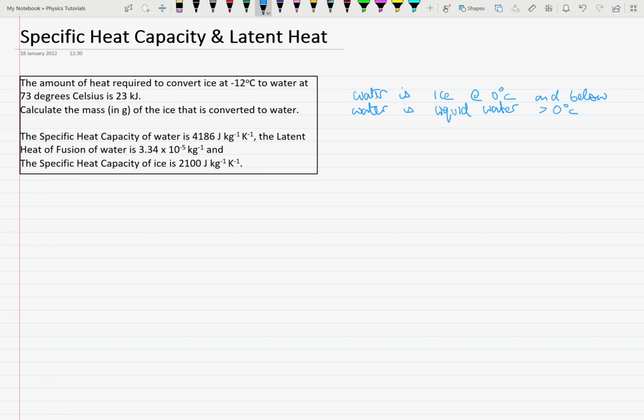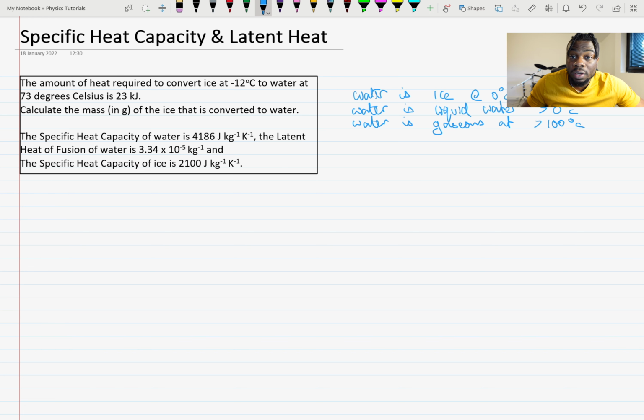And then I'm going to write that water is gaseous water vapor at more than 100 degrees Celsius. So at 100 degrees Celsius, water begins to boil and you get a change of state from liquid to gas, right? Now, all of this information may not be relevant to the question. However, it is a useful exercise in making sure that we are well grounded.